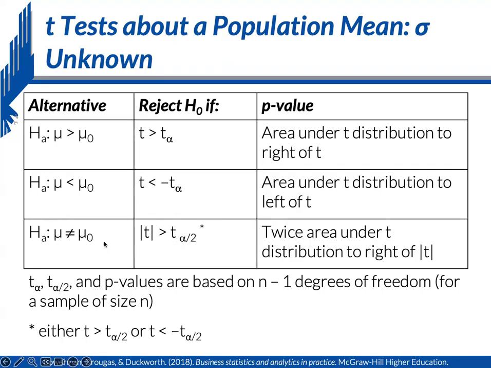For the p-value method, for the three types of alternatives, the rejection rule is the same. If the p-value is less than alpha, then we can reject the null hypothesis. But again, what differs is how to get the p-value. So again, for one-sided greater than, the p-value is the area to the right of the test statistic. For one-sided less than alternative, the p-value is the area to the left of the test statistic.